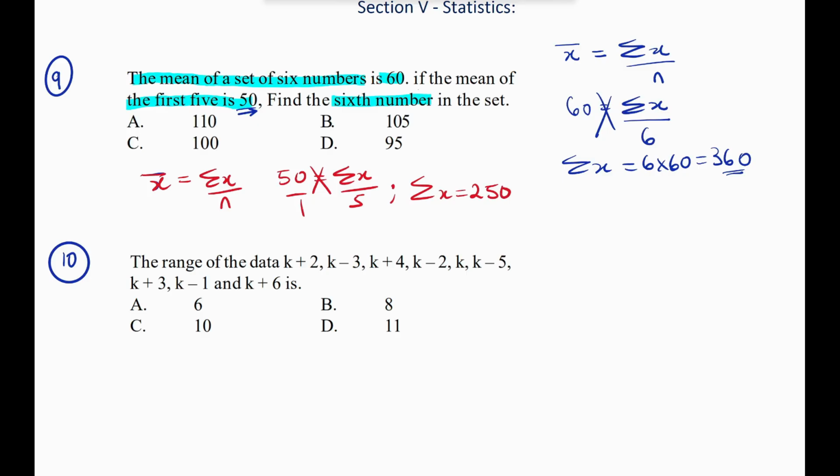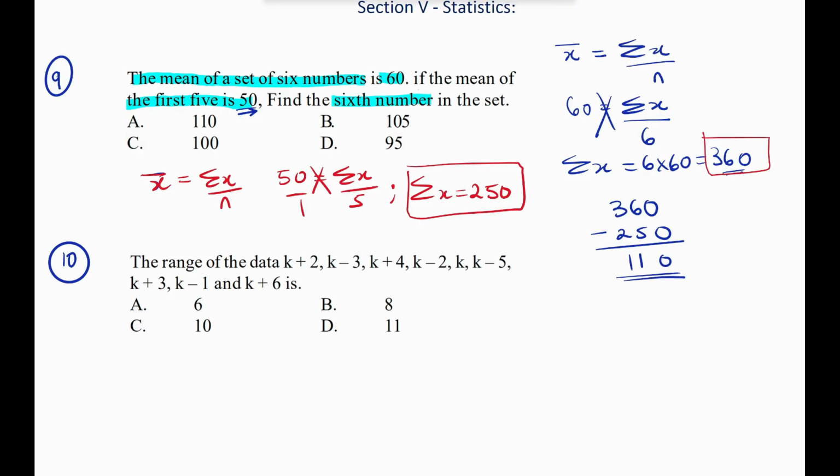So this is the sum of the first five numbers, and this is the sum of the what? The six numbers. So the question now says work out the sixth number. That simply means we're just going to do 360 take away 250. Using a calculator, that's going to give you 110. And that's the answer, option A. Got it. Okay.